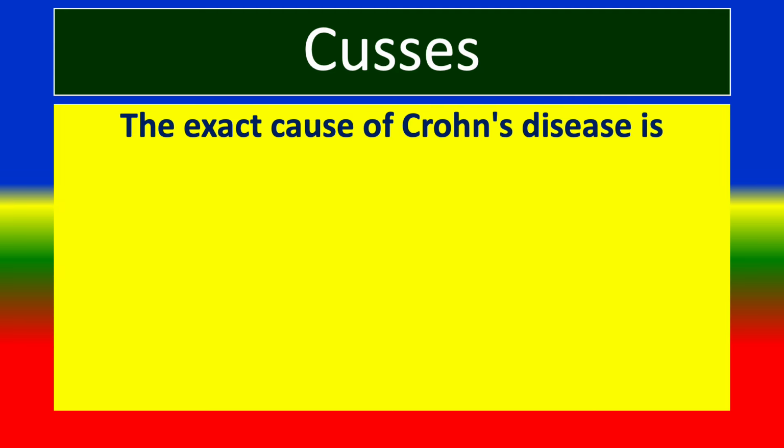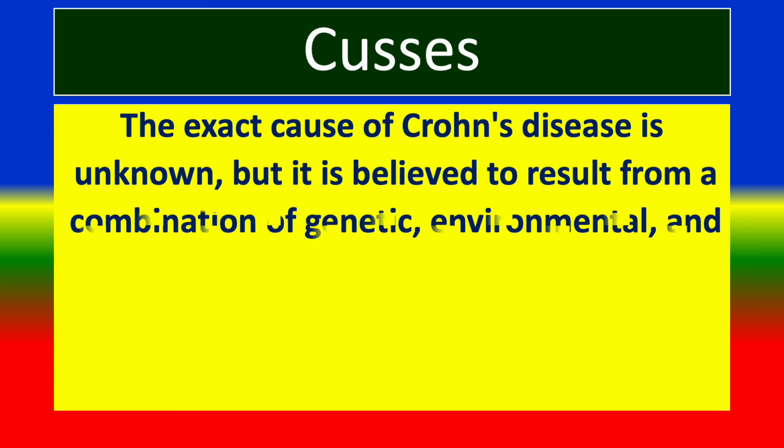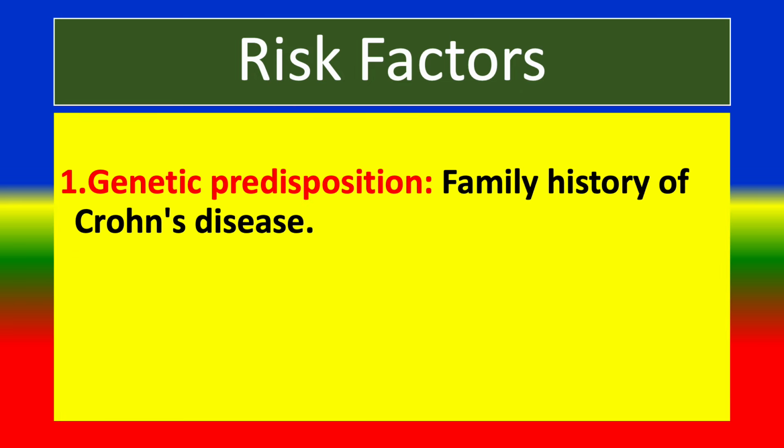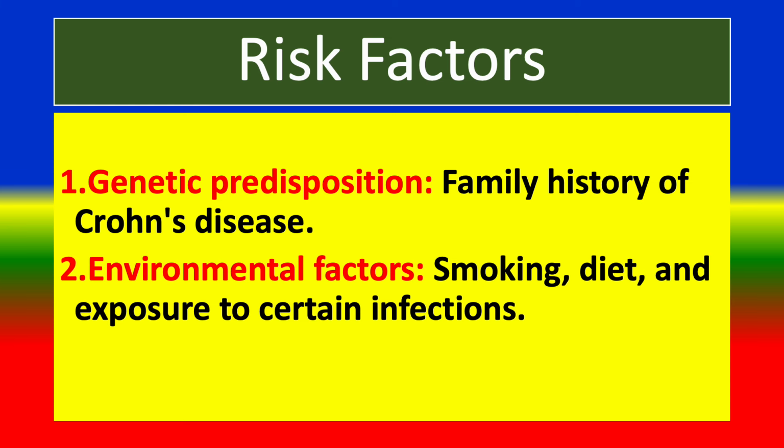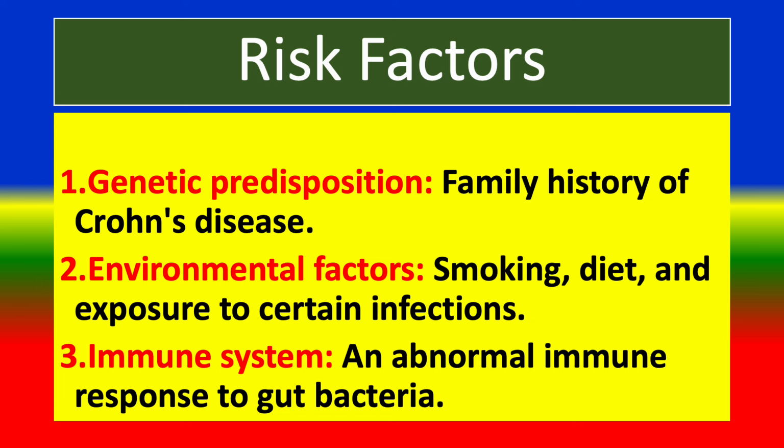Causes. The exact cause of Crohn's disease is unknown, but it is believed to result from a combination of genetic, environmental, and immune factors. Risk factors. 1. Genetic predisposition. Family history of Crohn's disease. 2. Environmental factors, smoking, diet, and exposure to certain infections. 3. Immune system, an abnormal immune response to gut bacteria.